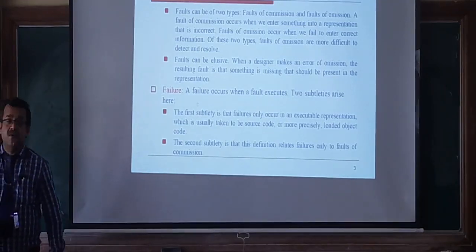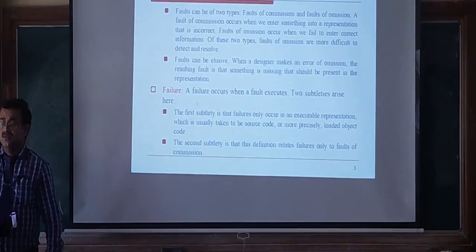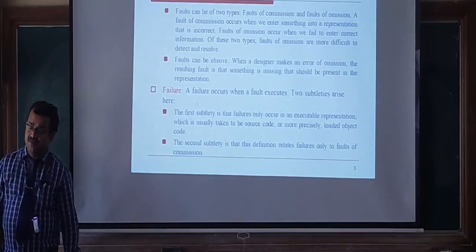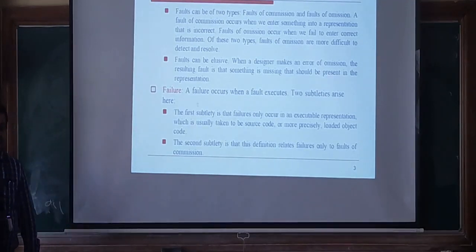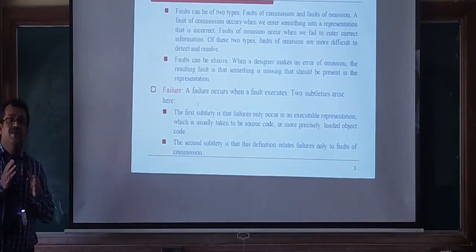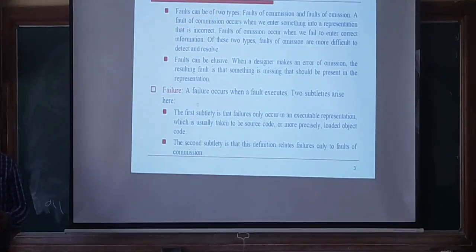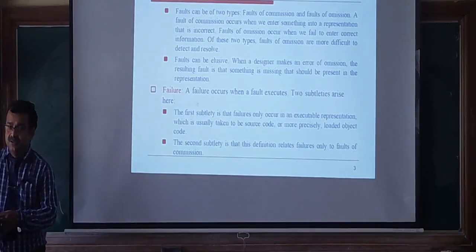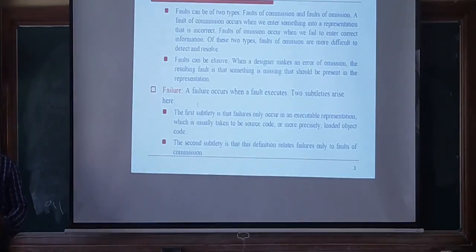Faults of omission are more difficult to detect and resolve than faults of commission, because in a fault of commission we are likely to find the mistake that we have committed. So faults can be elusive. When a designer makes an error of omission, the resulting fault is that something is missing that should be present in the representation. Such faults, the faults of omission, we call elusive faults.